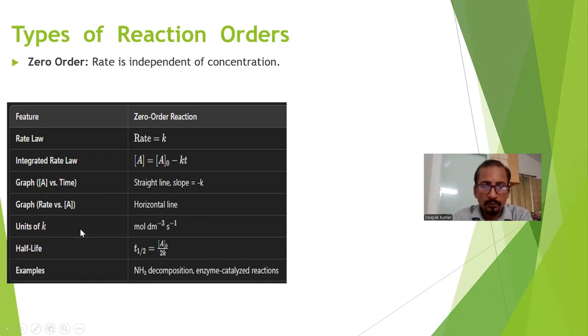The unit of k here is mol dm^-3 s^-1, meaning mole per dm cube per second. Half-life for this is given as half-life equal to A naught by 2k. So the half-life of the zero order reaction is directly proportional to the initial concentration of the reactant. Though in this class, we'll not be dealing with the half-life of the reaction. Examples of this are ammonia decomposition or enzyme catalyzed reactions.